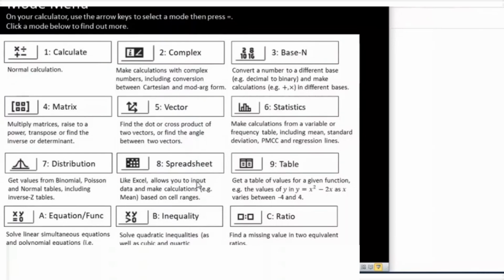Then table mode helps you identify and draw a table, and through that table you can visualize your graph. Equation function helps you solve functions, simultaneous equations, polynomials, that is quadratic equations, cubic equations, and quartics. Inequalities helps you find the inequality using quadratic inequalities, cubic inequalities, or quartic. And with the help of ratios, we solved similar triangles, we solved different ratios, and hence we did each and every feature.